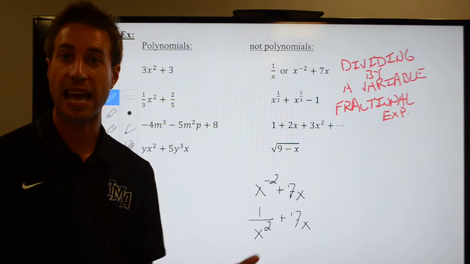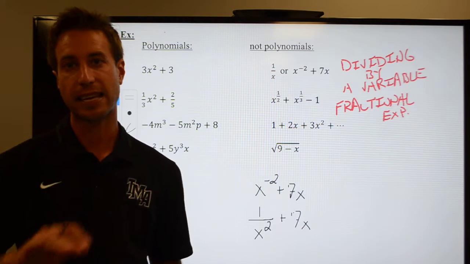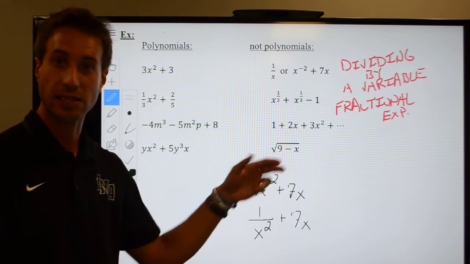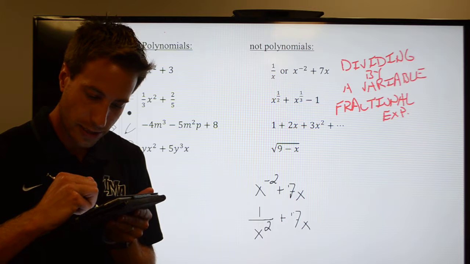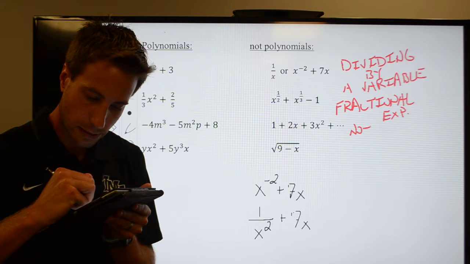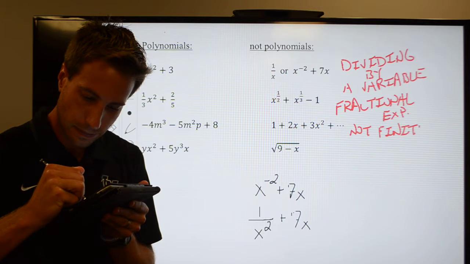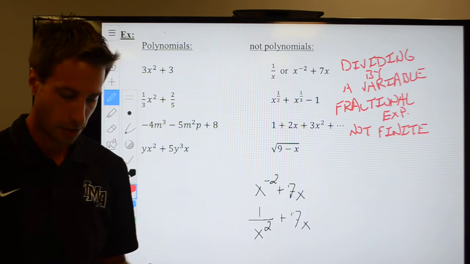Polynomials must end. They have to be finite. They cannot keep going on to infinity. Because of this, it is not a polynomial. This guy is not finite. Therefore, it is not a polynomial.